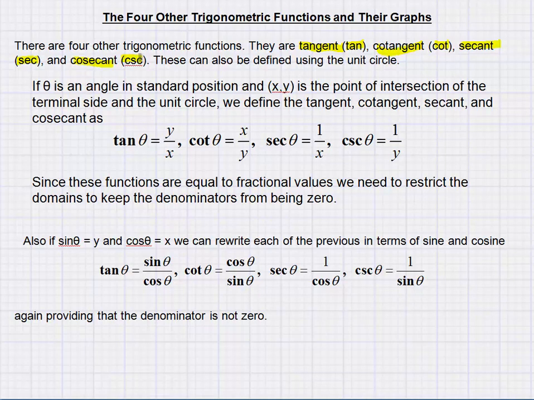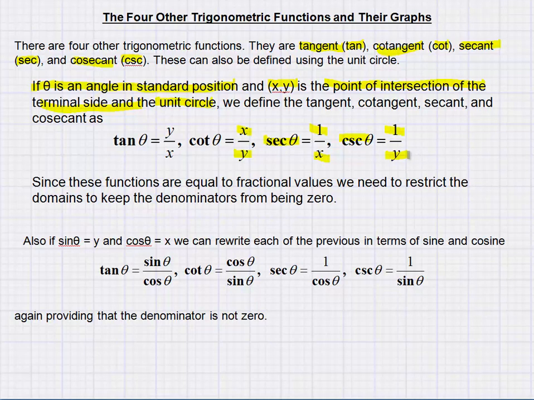So we define these in much the same way we do the sine and cosine, in that we look at where the terminal side of an angle hits the unit circle. So if an angle is in standard position and (x, y) is a point of intersection of the terminal side of the angle and the unit circle, then the tangent, cotangent, secant, and cosecant functions are defined as follows. The tangent of theta is equal to y over x, cotangent of theta equals x over y, secant of theta equals 1 over x, and cosecant of theta equals 1 over y.